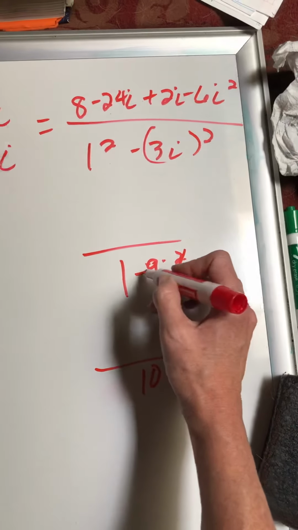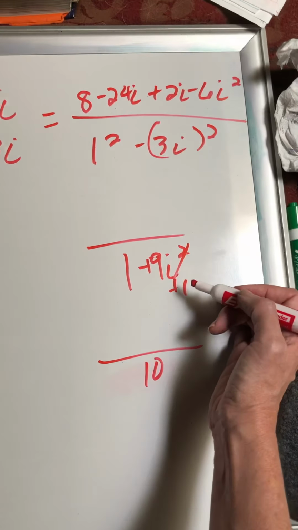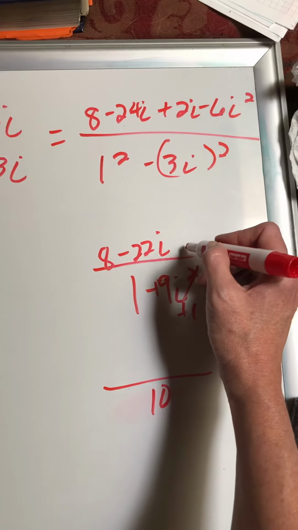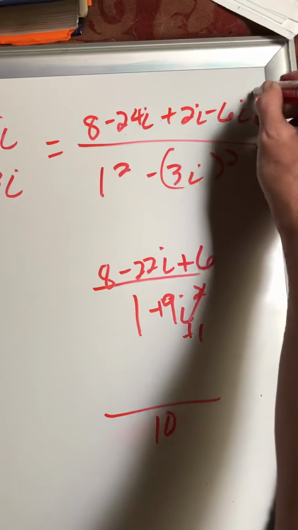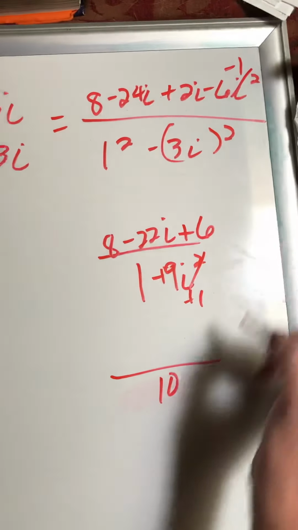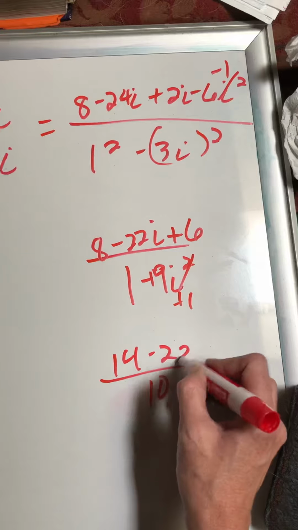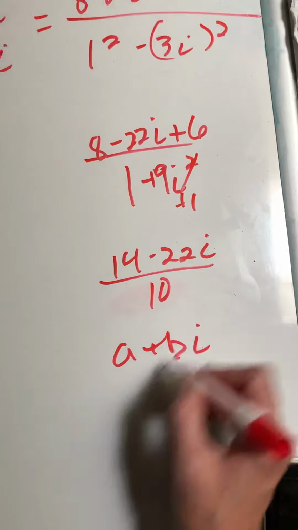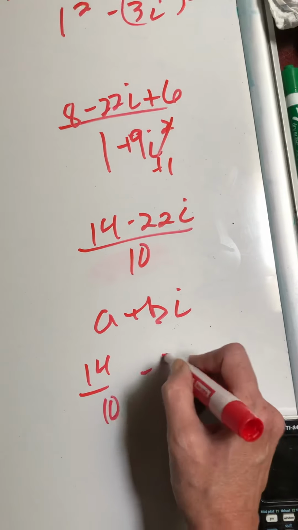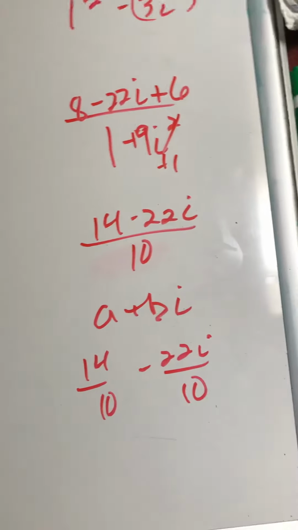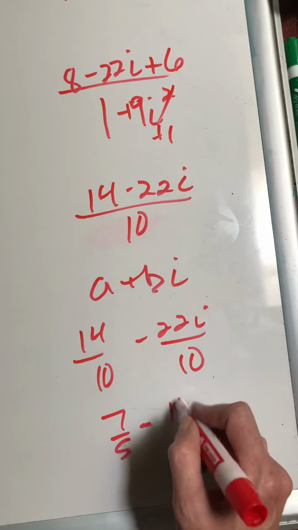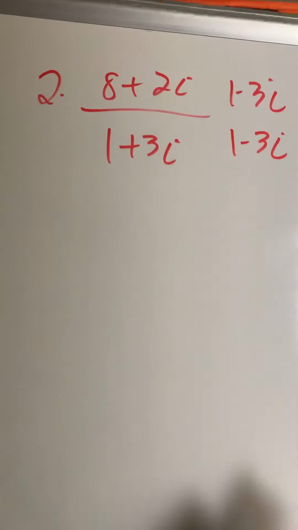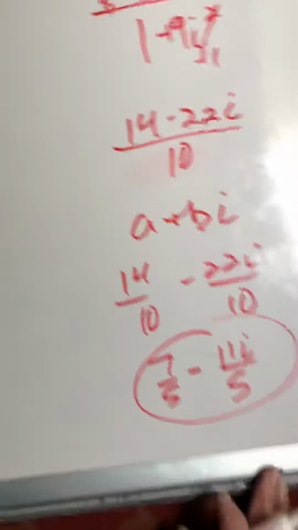On the top, I'd have 8 minus 22i plus 6, because the i squared becomes negative 1, and negative 1 times negative 6 is positive 6. So that would be 14 minus 22i, which we can't leave that way because you've got to write it in a plus bi form. So 14 over 10 minus 22i over 10, so 7 over 5 minus 11i over 5. That's what the final answer is on number 2. So I just worked through number 2 for you. Make sure you show all that work.